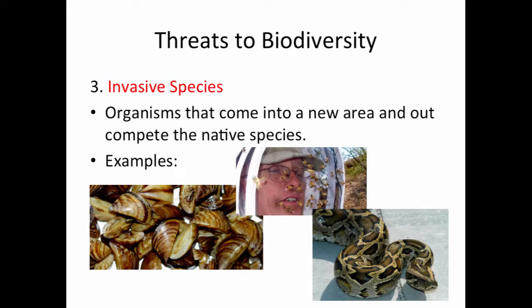Killer bees are another example. They're killing off all of our bees here, and that's going to have a huge effect on our pollination. And certain snakes have come into certain areas like Florida and Hawaii and overtaken the native population of snakes and killed them all off. And again, they can do that because there's no predator and no disease that kills them. So this invasive species comes in and outnumbers and outcompetes the native species.